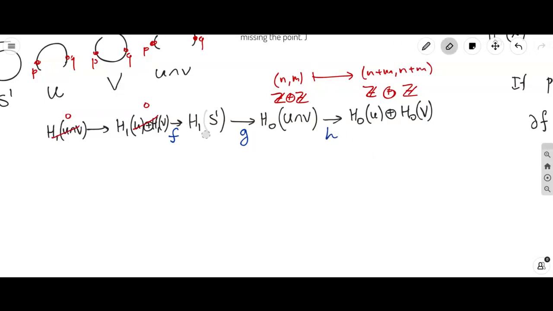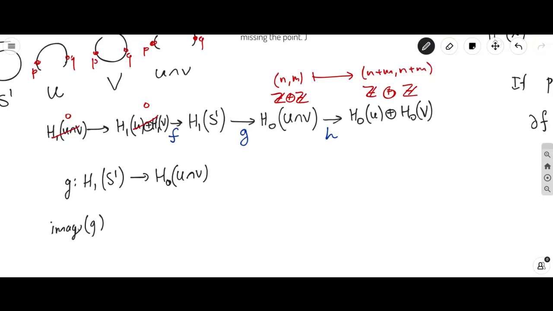Okay, so let's focus on the one in the middle. G is a map from H1 of S1 to H0 of U intersect V. This is a well-known fact from algebra: when you have a homomorphism between two groups, the image of the homomorphism is isomorphic to H1 of S1 mod the kernel of G.